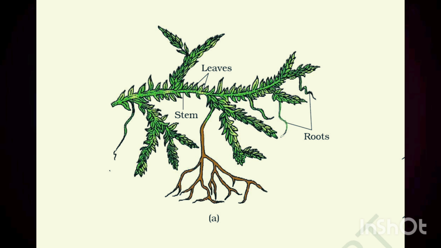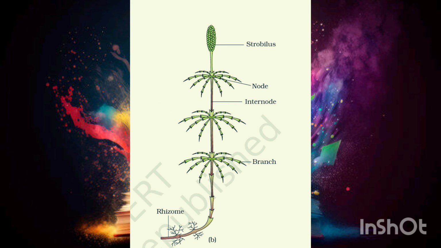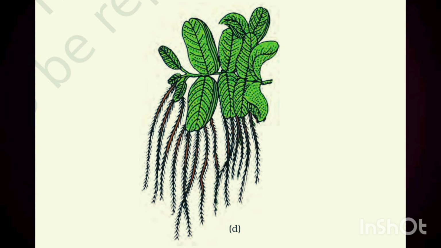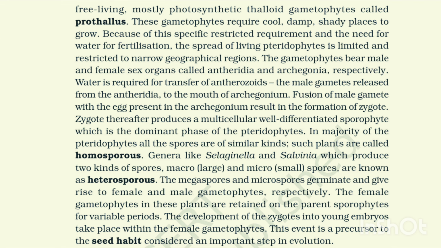Figure: Pteridophytes. A. Selaginella. B. Equisetum. C. Fern. D. Salvinia. Free-living, mostly photosynthetic thalloid gametophytes called prothallus. These gametophytes require cool, damp, shady places to grow. Because of this specific restricted requirement and the need for water for fertilization, the spread of living pteridophytes is limited and restricted to narrow geographical regions.